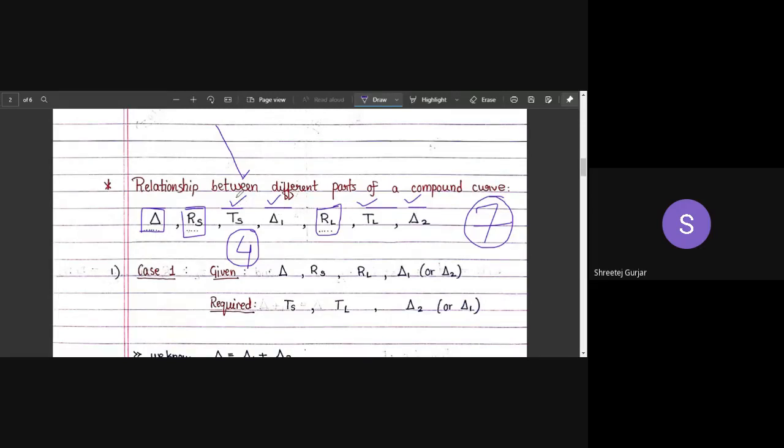Okay, suppose they give you TS, along with these three important variables. You have to find out delta 1, TL and delta 2. Similarly, if they give you delta 1 and not these, then this will be another case. Similarly, we'll be having four cases, depending upon which variable they give you; the other three variables you have to calculate.